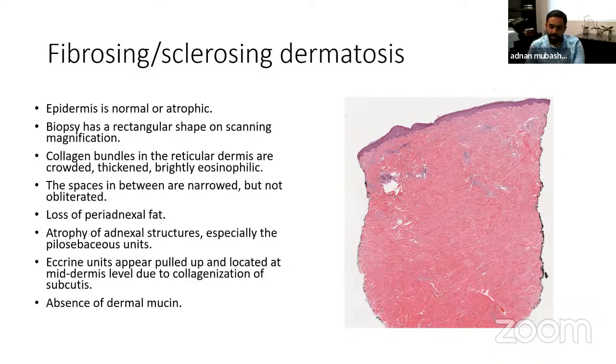Obviously, before diagnosing anything as a sclerosing, fibrosing disorder, I compare with the clinical, and also there are other signs, like you look for plasma cells in the scant inflammation that you do see.